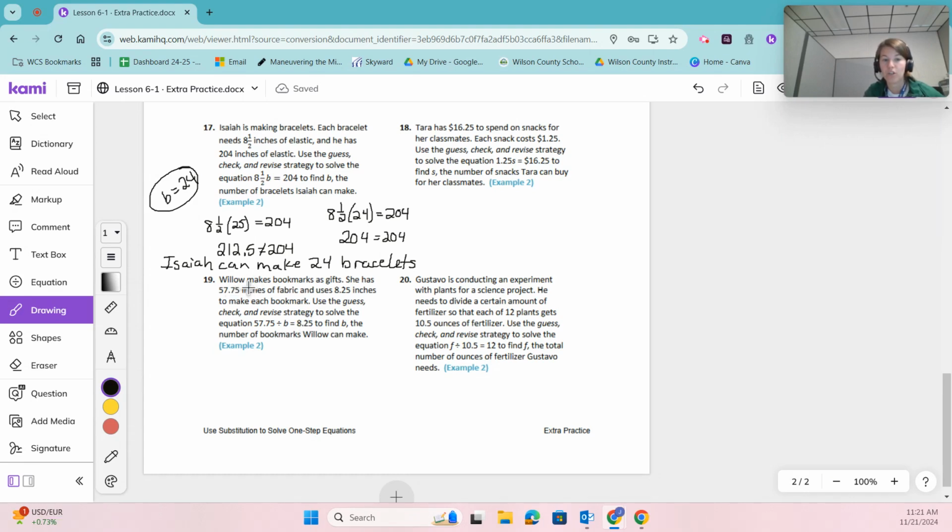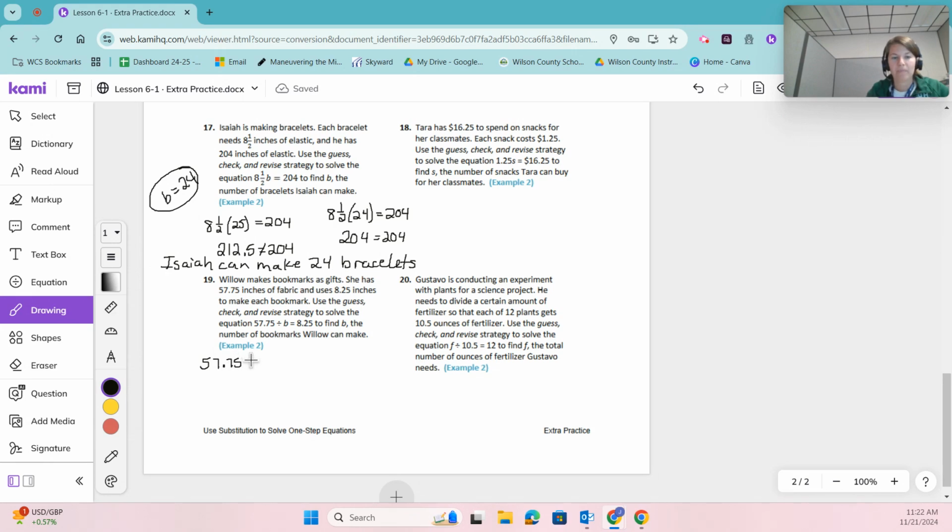So the fabric she has needs to be broken up into a certain number of bookmarks that we don't know so that we have the total of 8.25 per bookmark. So I know 8 times 8 is 64. So 64 divided by 8 would be 8. So I think b being 8 might be a little bit too big. And then 56 divided by 7 is 8. So I think b might be 7. So let's try that.